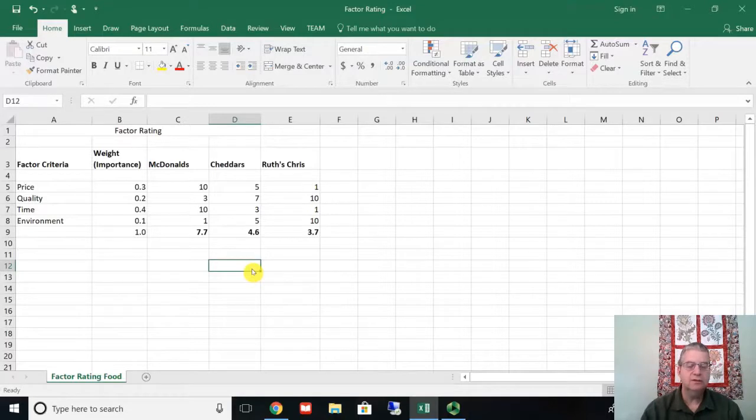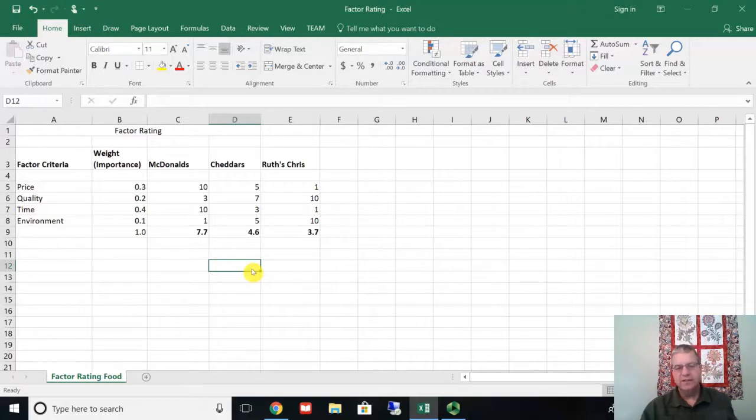So clear decision there. And probably most of you would say, well, gee, I didn't need to use factor rating to figure that out. If I knew that time and price are the most important things to you, then I could tell you should go to McDonald's. Not all decisions are going to be quite that easy.